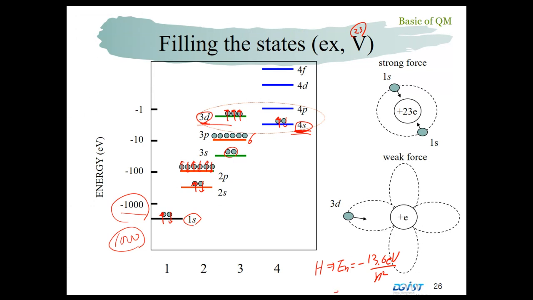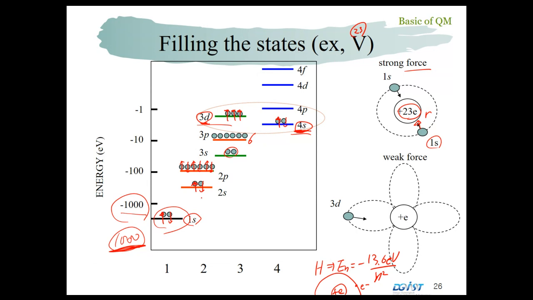Because in hydrogen, we have only one positive charge at the center, at the nucleus, so the Coulomb force is only between one plus and one minus charge. But in the vanadium case, we have a large number of charges, and there is a very strong attraction force. So the radius is also decreased, and the force is very, very strong. That means the 1s electron is very strongly bound to the nucleus. So if you want to take this 1s electron out of the vanadium nucleus, you need such energy. It's a very huge one.